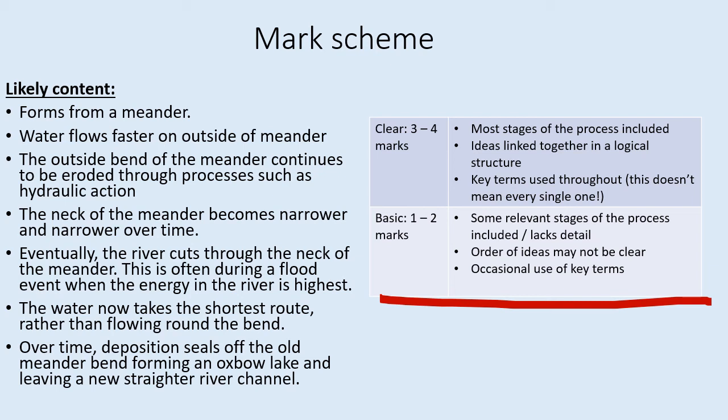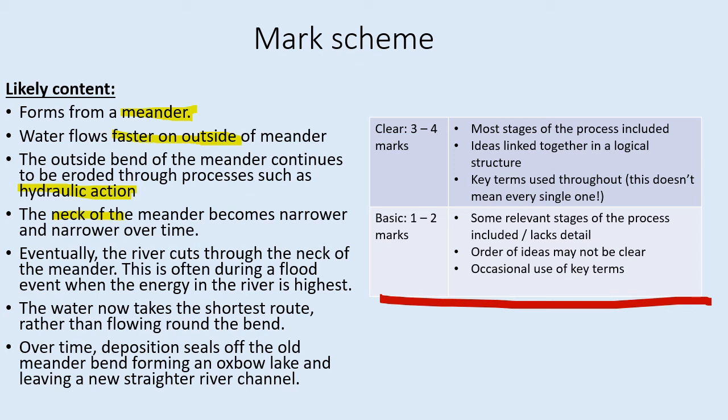So the first thing is you really should be mentioning the fact that it forms from a meander, that you've got 2 meanders next to each other. You might want to talk about that it flows faster on the outside, and that means that there's going to be erosion. And again, the top answers would be talking about hydraulic action, the force of the waves and the water hitting the side. You'd be talking about the neck becoming narrower, as you've got erosion on either side.